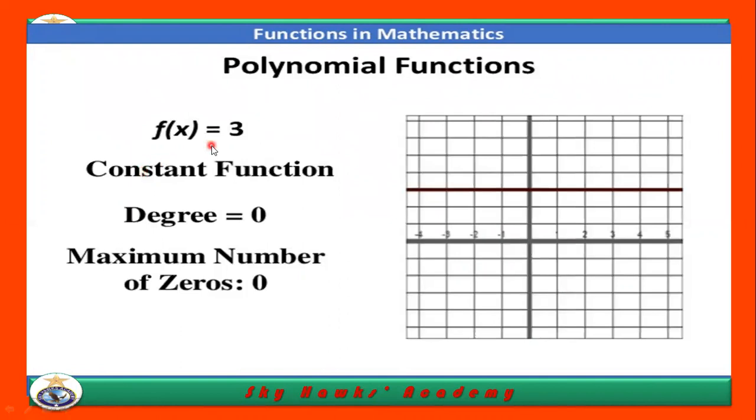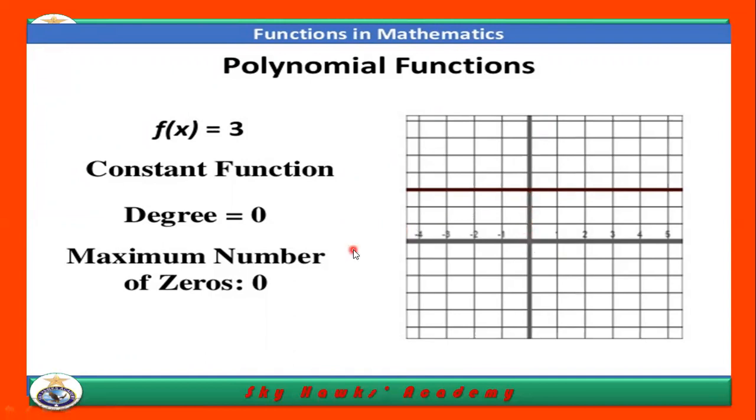Polynomial function f(x) equals 3, a constant function. Degree 0, maximum number of zeros. So it's a constant function. F(x) is equal to 3 because there is no variable, so the degree is 0. Maximum number of zeros is 0, because whatever point it touches on the y-axis, it touches only once at the origin.